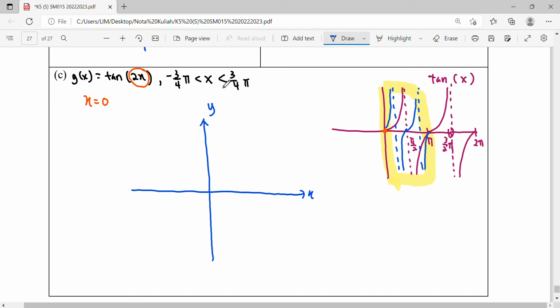So we're going to show up to 3 over 4. So here will be pi over 2 divided by half. So this is pi over 4. Alright, this is pi over 4. This is pi over 2. So we will show until here. Until here, 3 over 4 pi. Then this is 1 pi.